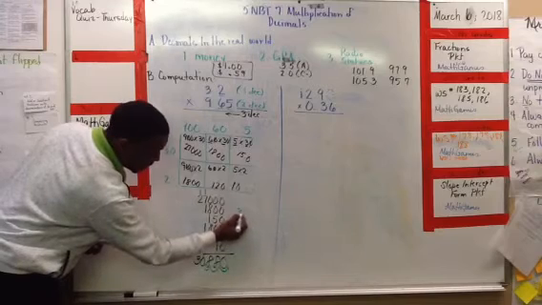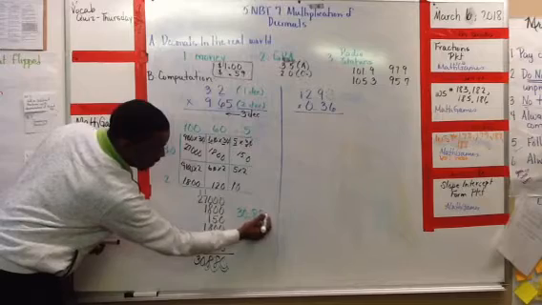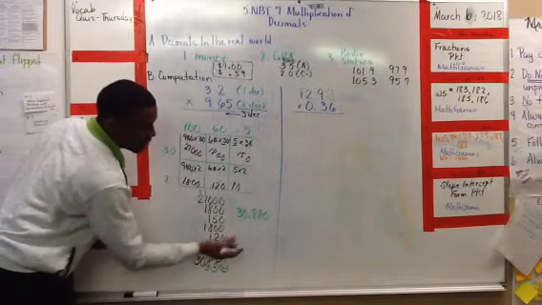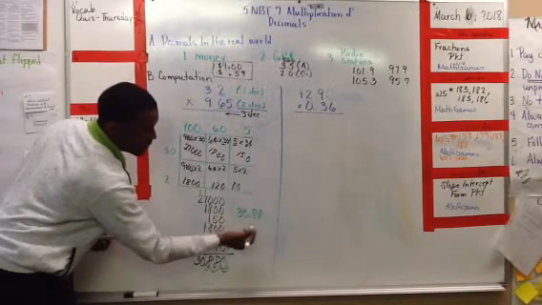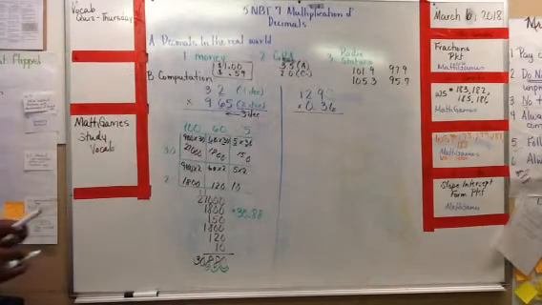My answer is 30 and 880 thousandths or 88 hundredths. I can erase that 0. And that's how I do that. Okay? Make sure you copy that down.